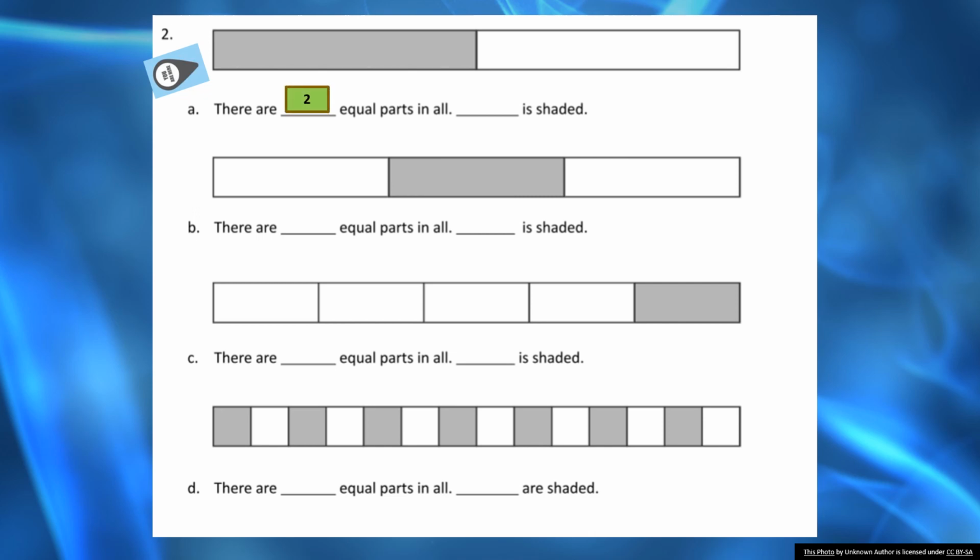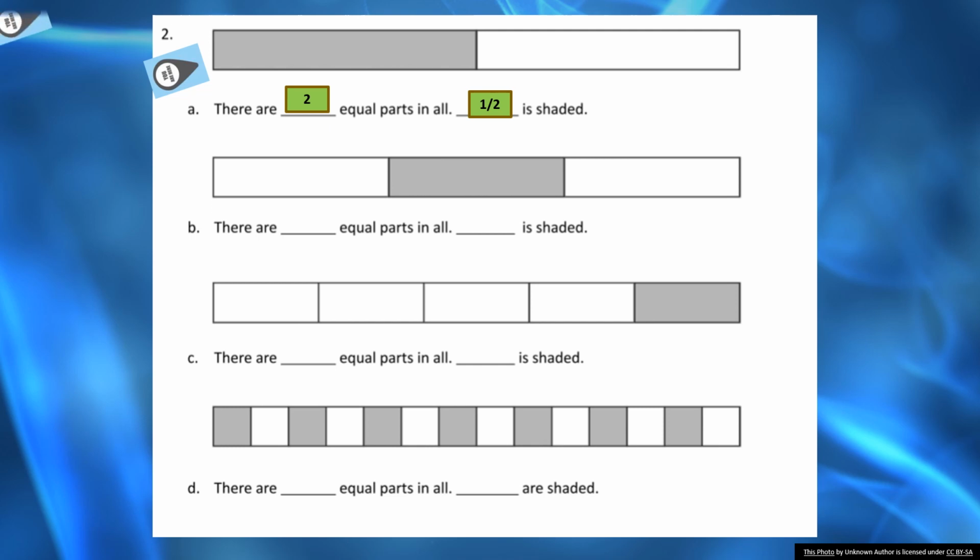If you said 2, you're absolutely correct. Now, how much of this model is shaded? How many of the 2 parts that you see here, how many are shaded? 1 out of the 2 parts, or 1/2. 1 of the 2 parts is shaded, or 1/2.